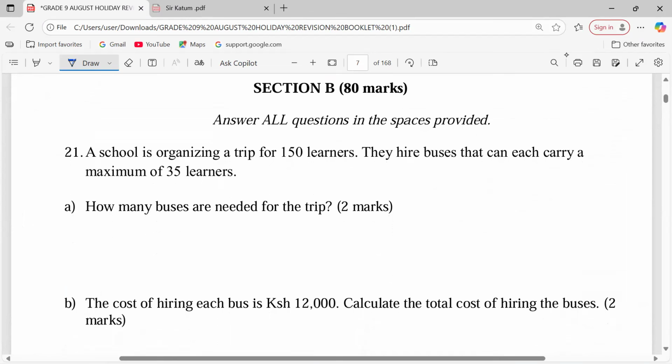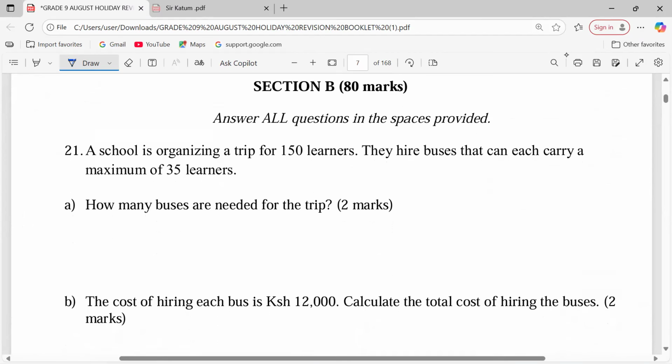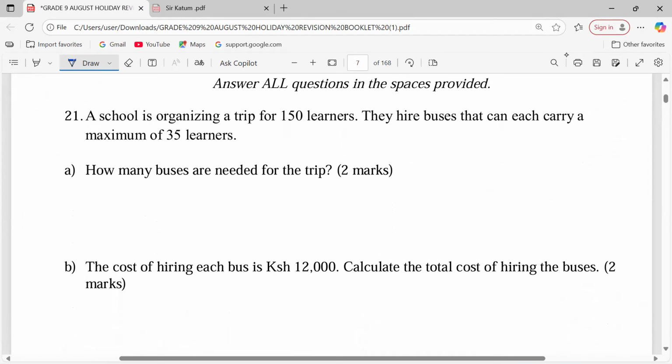A school is organizing a trip for 150 learners. They hire buses that can each carry a maximum of 35 learners. How many buses are needed for the trip? So we talk about 150 learners, and the maximum learners per bus are 35. So 150 divided by 35 gives 4.286 buses. That means the number of buses that we need is going to be 5.